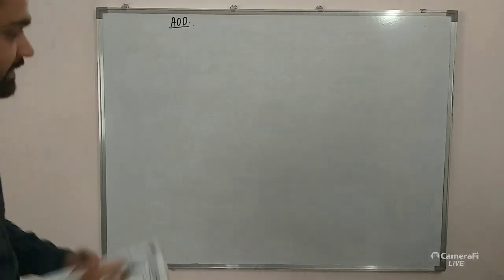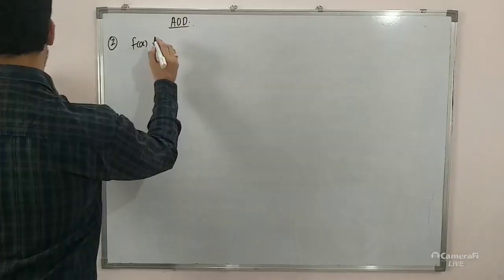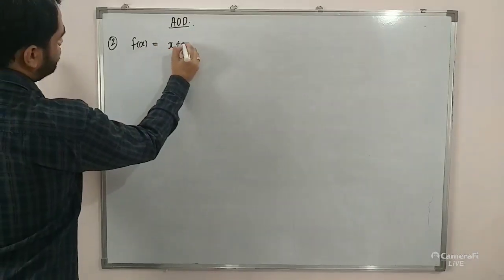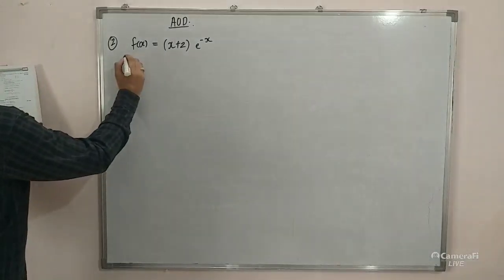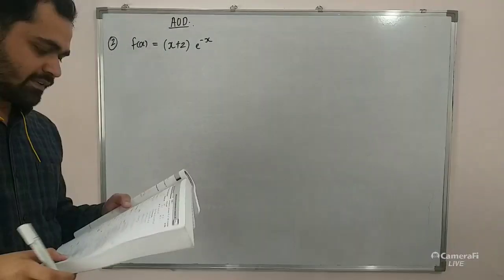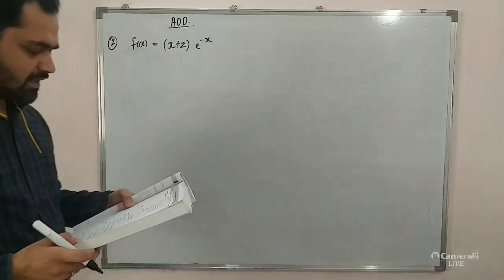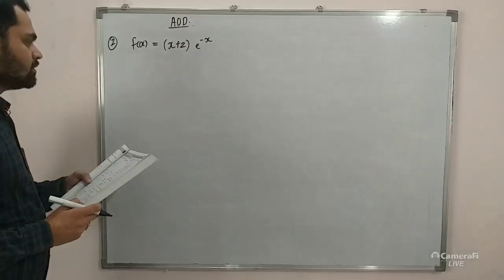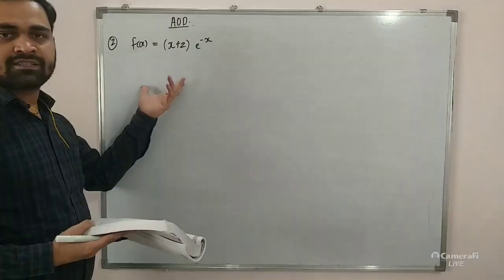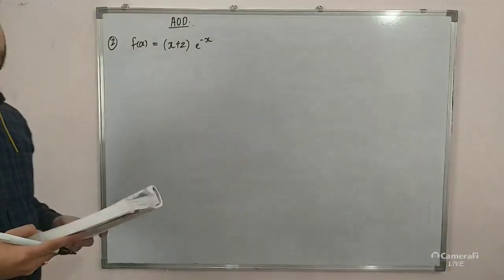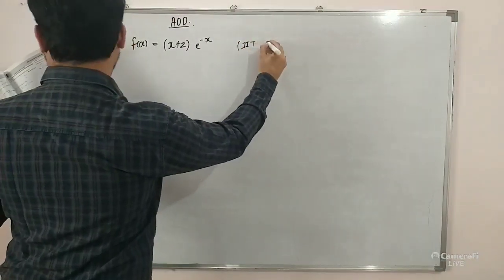the function f of x is given by x plus 2 into e raised to minus x. The options are: decreasing for minus 1 to infinity, increasing for all x, and so on. So basically we want to find in which range the function is increasing or in which range the function is decreasing. This is a question of IIT 1994.